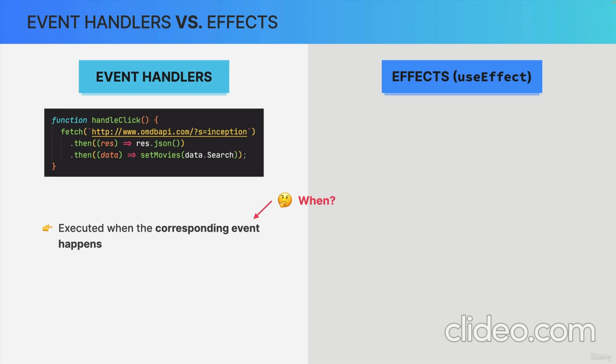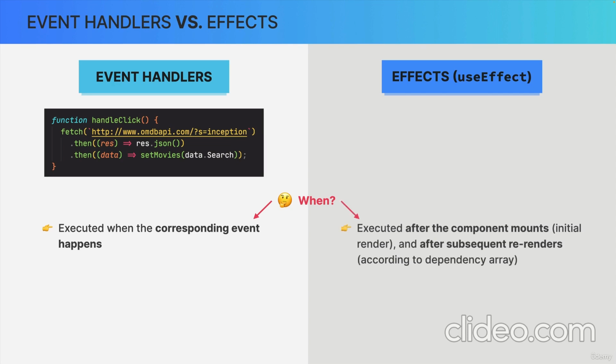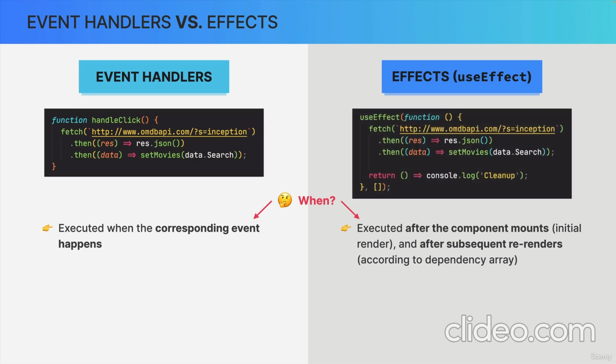Now, the other possibility of when to fetch the data would be to do so immediately after the component mounts, so after it is first rendered. And this is exactly what we did in the previous lecture, when we first used the useEffect hook to specify an effect that was executed right after the component was painted to the screen. So we can say that these two pieces of code produce the exact same result. They both fetch data about a movie, but they do so at different moments in time.